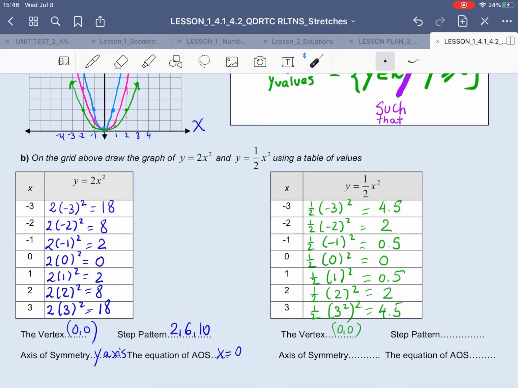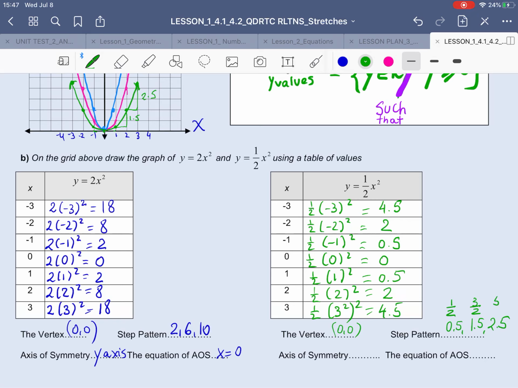So from 0, 0, you go to the next point that you plot in here. That's 0.5. Then over 1, you move 1.5. Over 1, and then you move from 2 to 4.5. So that would be equal to 2.5, right? So we're going to say that the step pattern is 0.5, 1.5, 2.5.